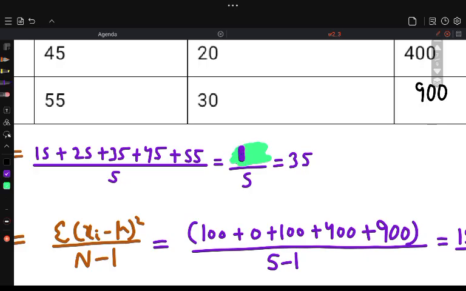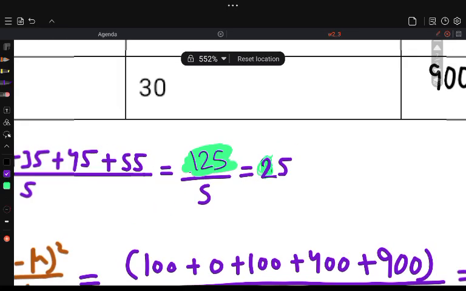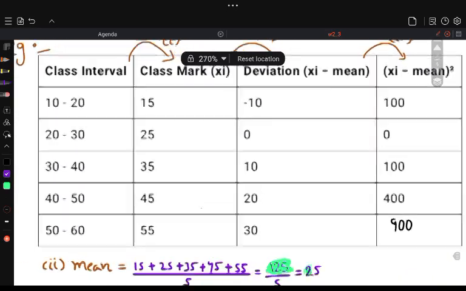The summation should come to 125, I guess. And the mean, that is the answer, will not be 35 actually. It will be 25 instead of 35. Now it will be cleared.